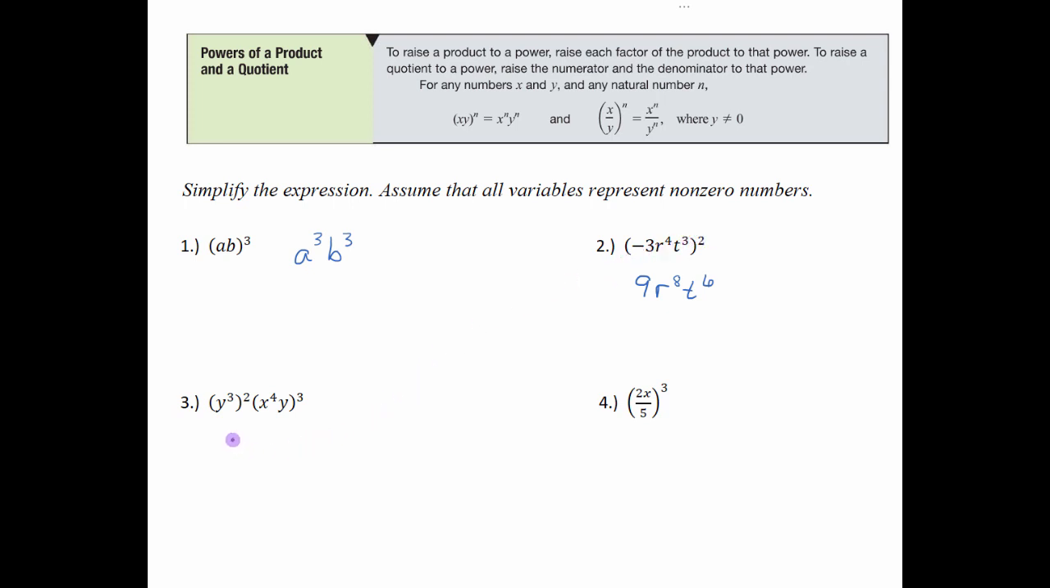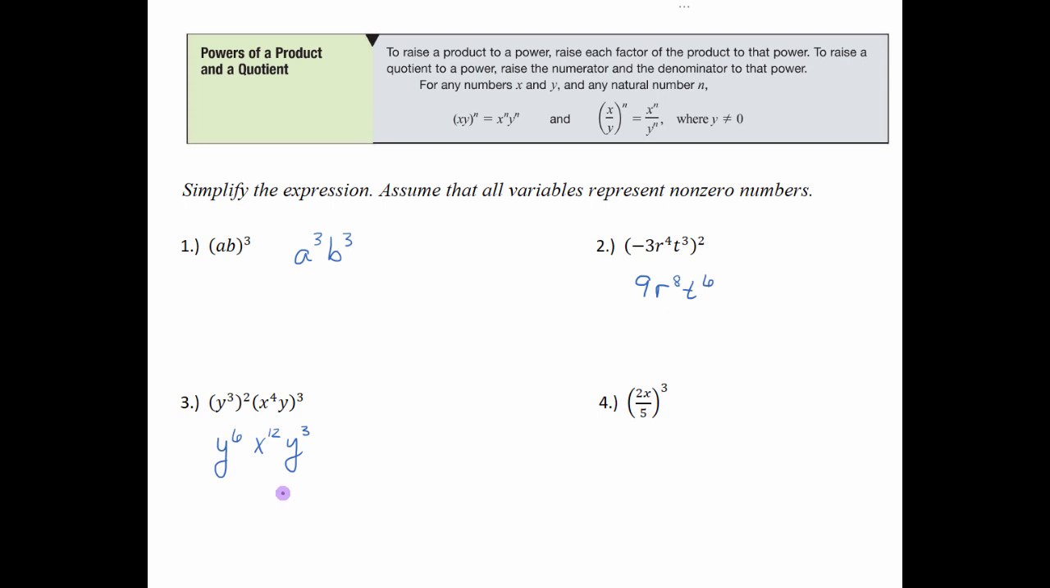Here we might need to take a couple of steps. I have an exponential expression to an exponent, another exponential expression to an exponent, and then we can go ahead and simplify after that. So y cubed squared is y to the 6th. Remember, raising a power to a power, you multiply the exponents. And here I have x to the fourth y all cubed. That means x to the fourth is cubed, giving me x to the 12th. And y is cubed, so y cubed.